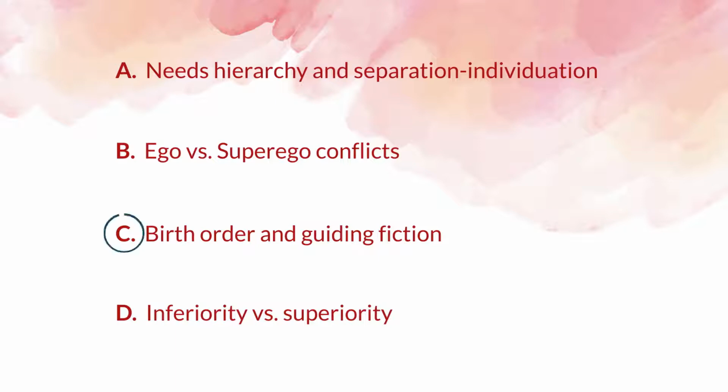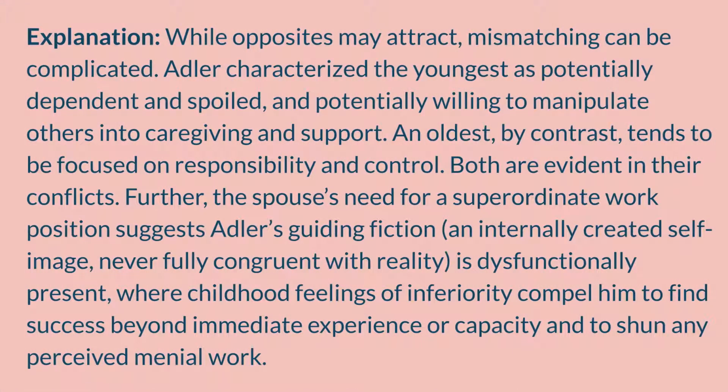The answer is C. Birth order and guiding fiction. Explanation: while opposites may attract, mismatching can be complicated. Adler characterized the youngest as potentially dependent and spoiled, and potentially willing to manipulate others into caregiving and support. An oldest, by contrast, tends to be focused on responsibility and control. Both are evident in their conflicts.